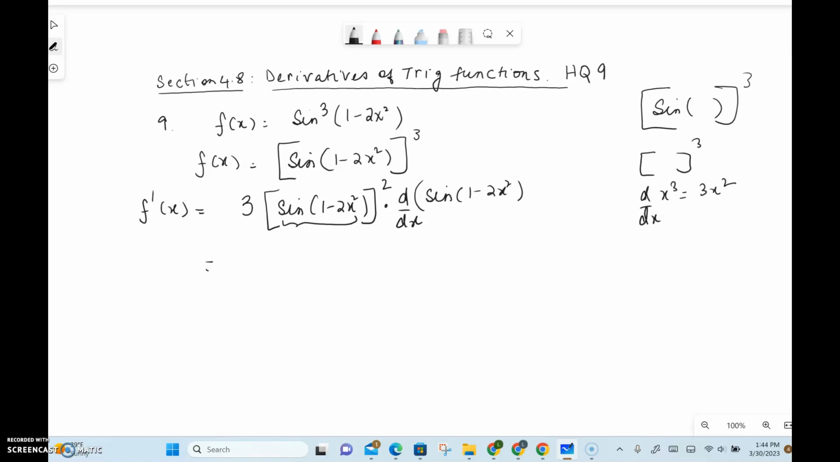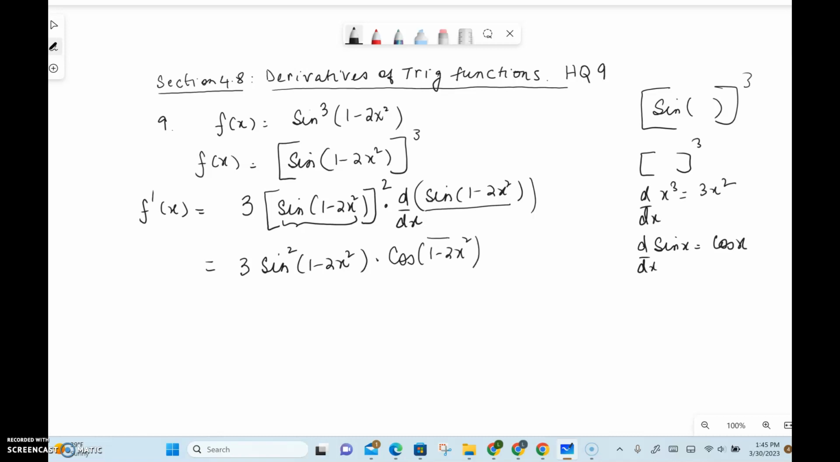That's the chain rule. Our next step, we leave this alone. Sine of 1 minus 2x squared, the whole squared, is the same as sine squared of 1 minus 2x squared times, and now we have to find the derivative of the function sine of 1 minus 2x squared. The outer function is the sine x function. So d by dx of sine of x is equal to cosine of x. But instead of x, we have 1 minus 2x squared. So we go cosine of 1 minus 2x squared.